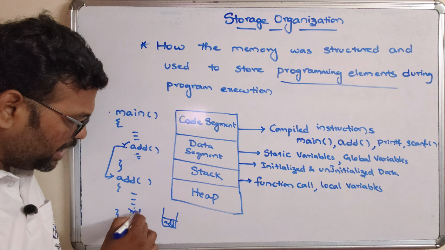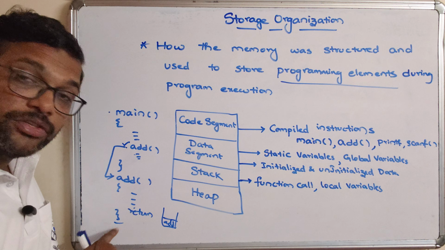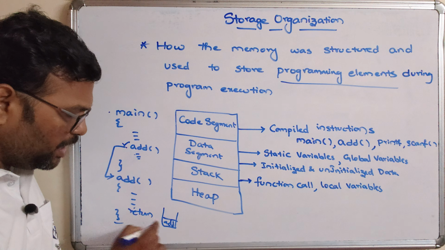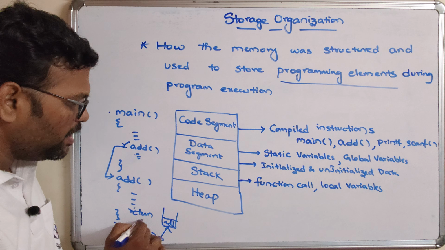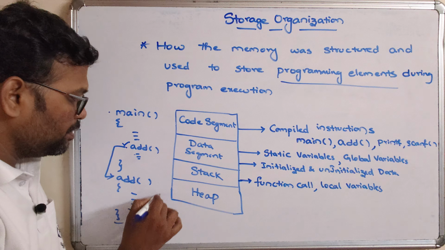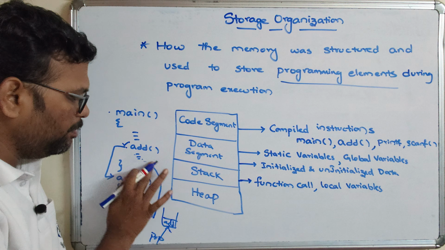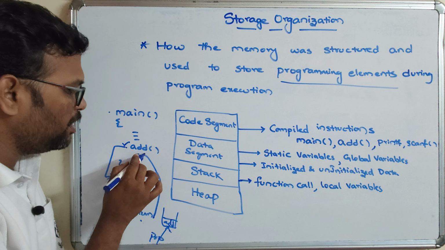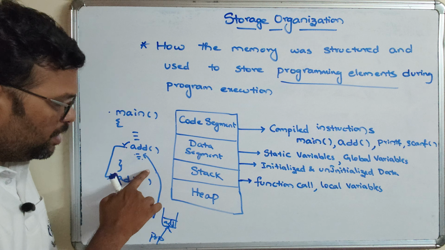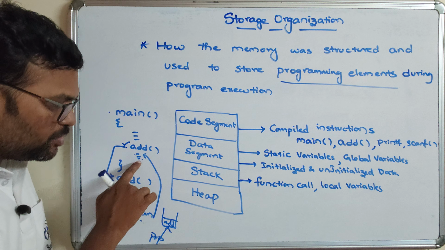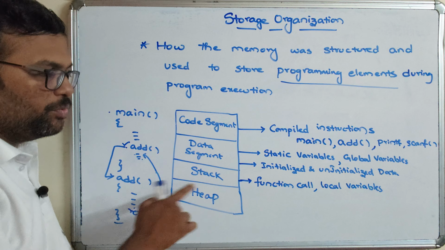Whenever there is a return or this closed curly brace, immediately it will pop the address from the stack, and it will go back to the position from where it came here. So this is the position address of add, right? So this happens. This is the use of a stack.